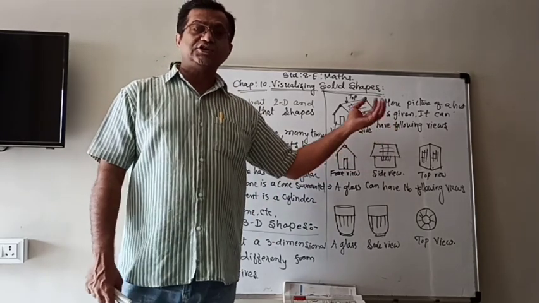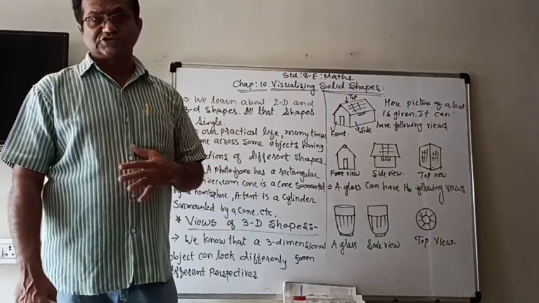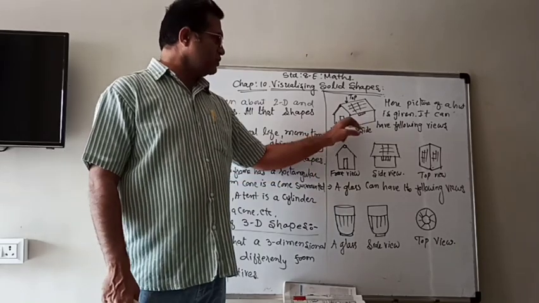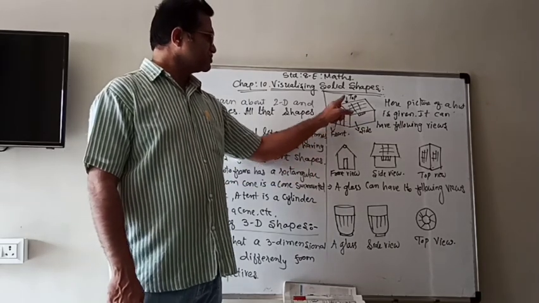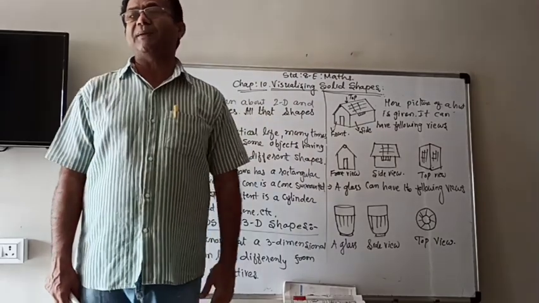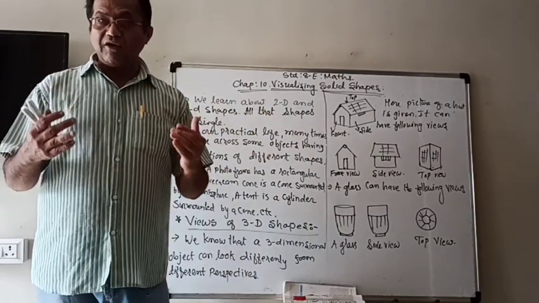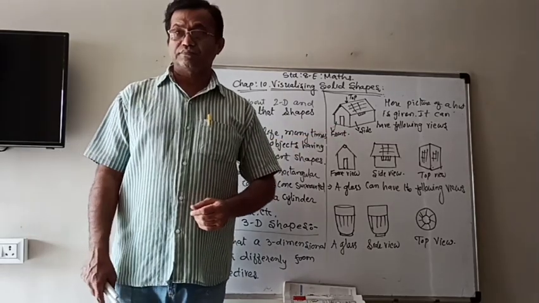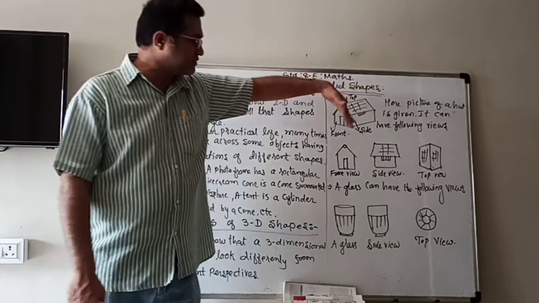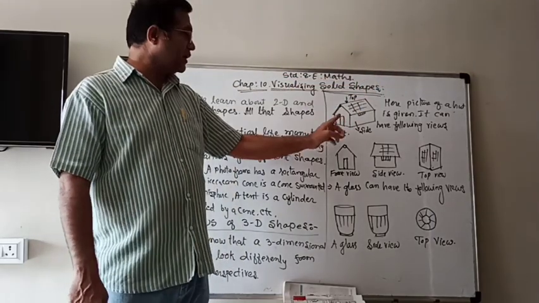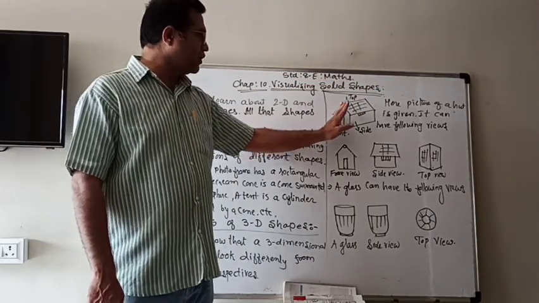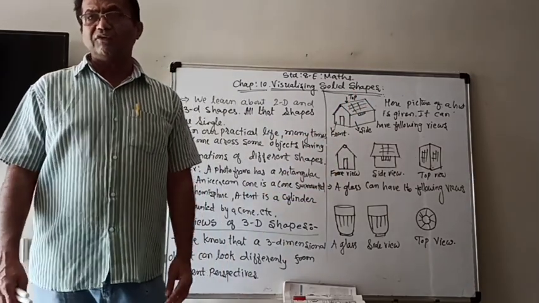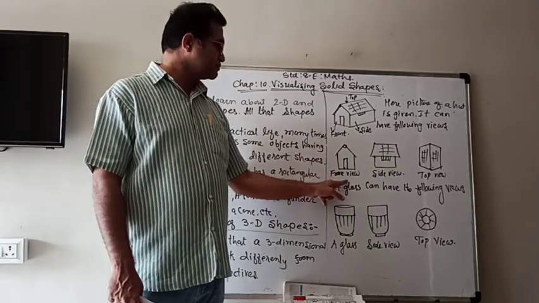Like here, I tried to draw a hut, a small hut. Here is the side view, here is the front part, and the roof is the top part. Now if I am standing in front of the hut, I won't be able to see the whole thing. I will be able to look only at this part. So if I draw from the front, I will draw like this.